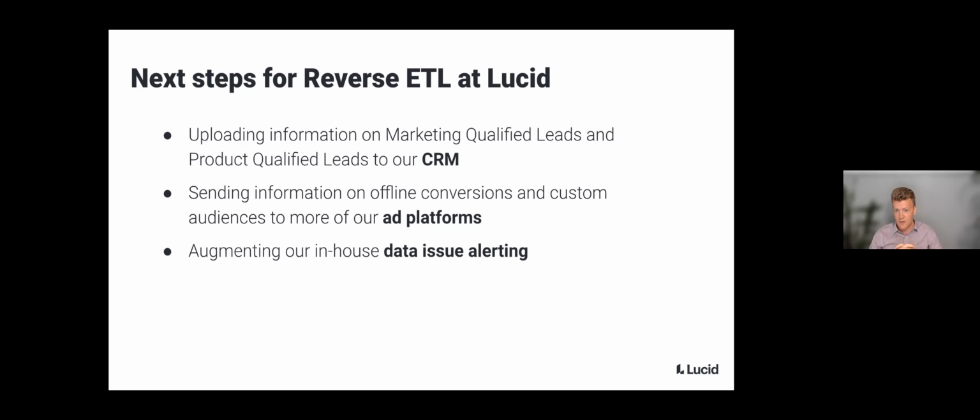Now we have some plans for next steps, things we want to do. I was in a meeting this morning where we talked about sending information on leads from either marketing or our products into our CRM. We've got new ad platforms that we're adding, and sending them offline conversions will be pretty simple and straightforward. And then we're looking at using it to augment our in-house data issue alerting, mostly because it lets you specify Slack as a destination that you can send data to. And that's just a great way to ping people that need to get alerted about something going on in our data stack.